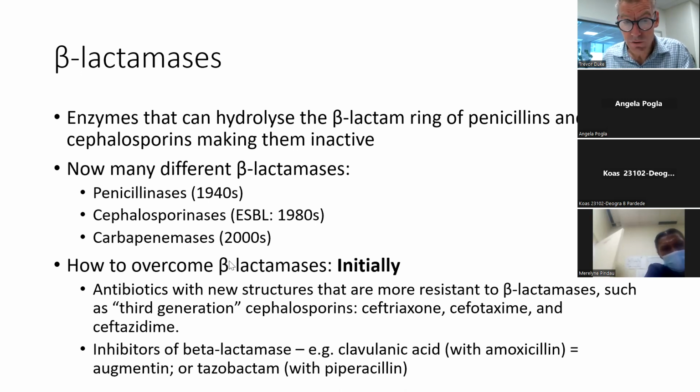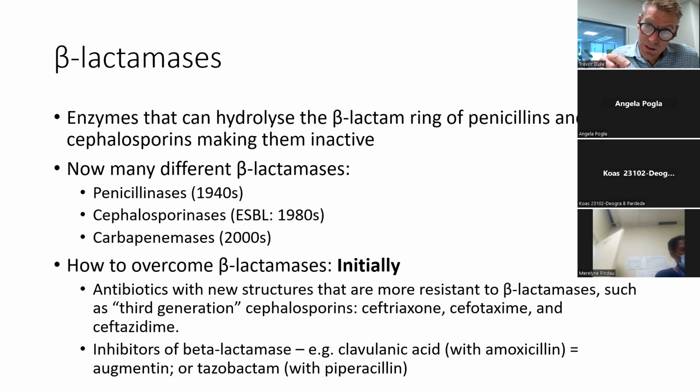Now, initially, what was done to try to overcome the beta-lactamases was to produce different sorts of antibiotics. So from penicillin and flucloxacillin and amoxicillin came the cephalosporins like ceftriaxone and cefotaxime, because they weren't affected by the earliest penicillinases. But soon after, well, within 30 years, there were cephalosporinases. So they first started emerging in the 1980s, even before we had common access to ceftriaxone. In some countries where it was being used, the cephalosporinases developed.